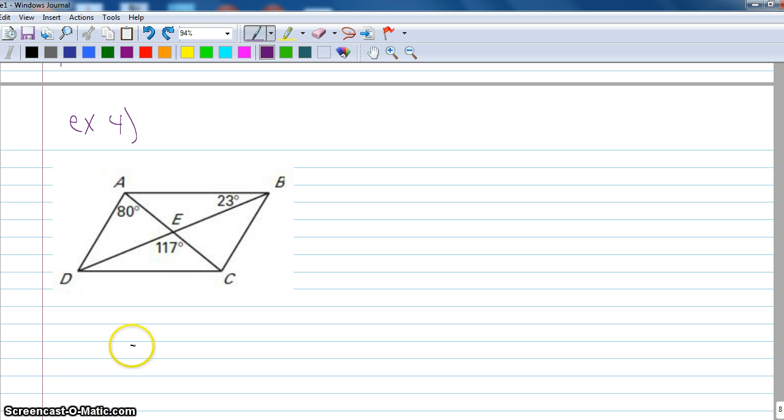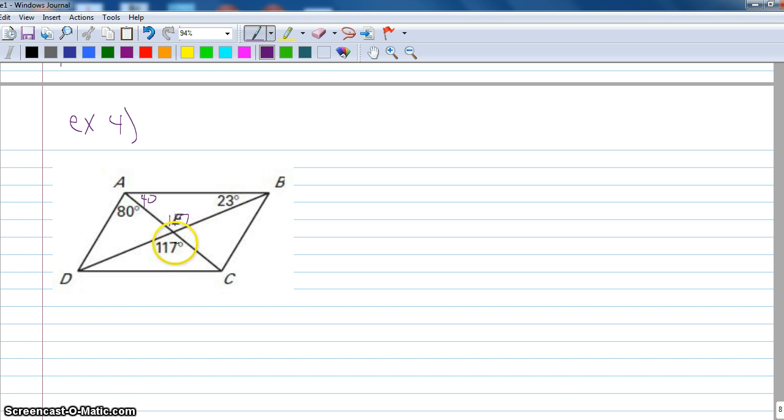Well, what I would do first is that's 117, that's 117. Remember, vertical angles still work. That's 117. And then if you look right here, this is a triangle. How many degrees in a triangle? 180. So I'm going to add 117 to 23, subtract that from 180, and it gives me 40. So this is 180, good.